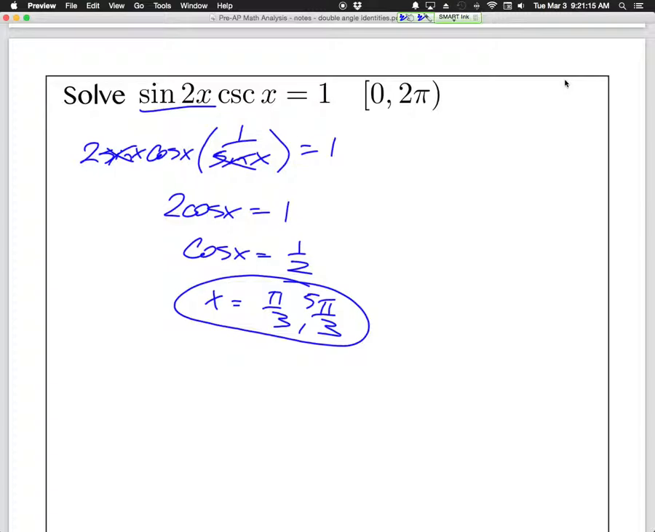No. We used double angle identities to evaluate trig expressions on our first two examples, and then we used them to solve trig equations on our second two examples.